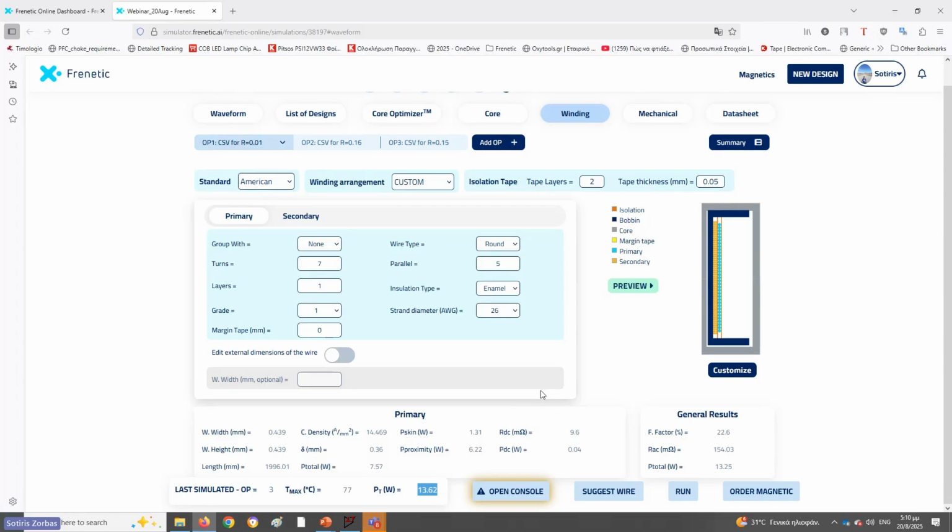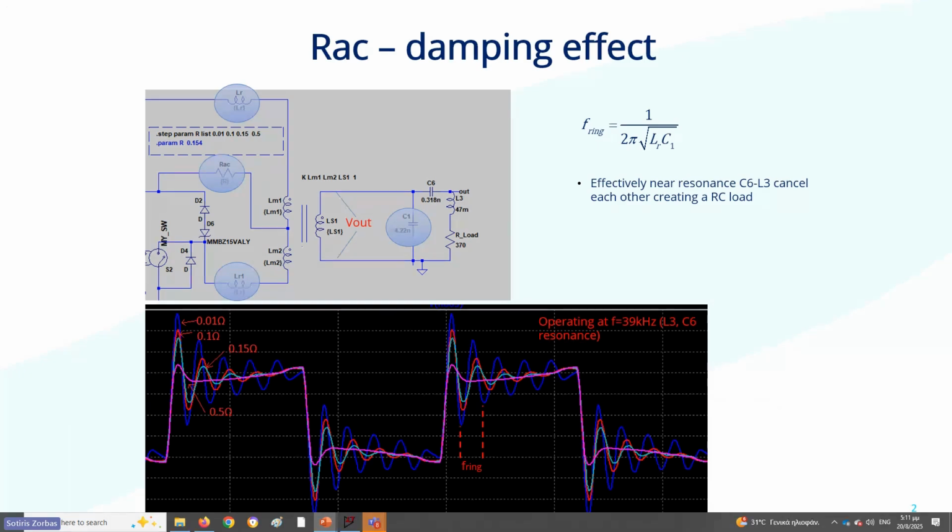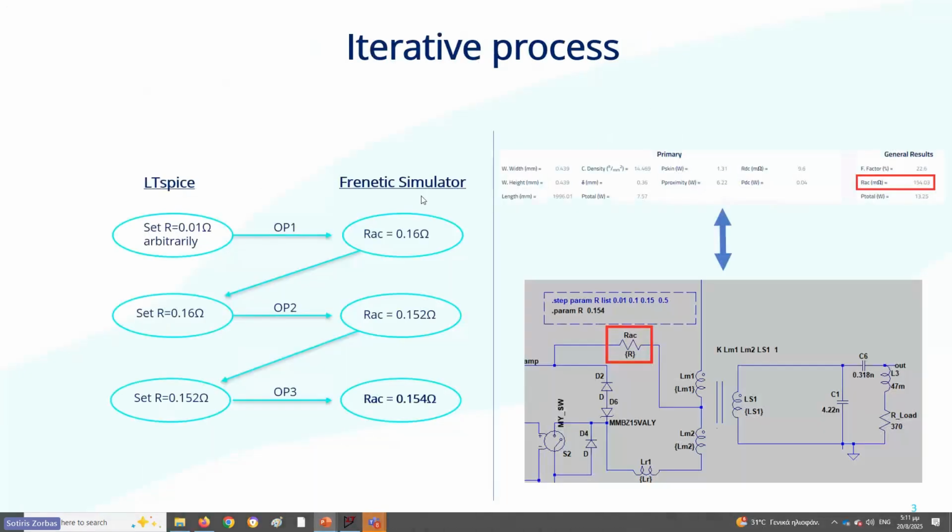But what we do care about is the total resistance of the part. Here, simulating that, we have the RAC, which is the total resistance for this condition at 150 milliohm. So all I did, if I go back to the slides, is iterate back and forth between LT-Spice and Frenetic simulator. So we started off in LT-Spice with 10 milliohms.